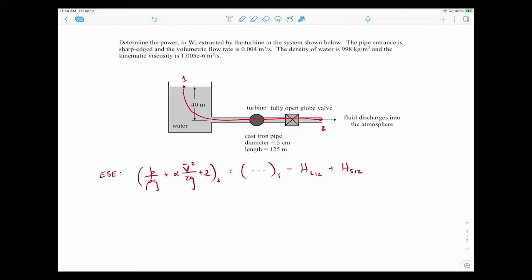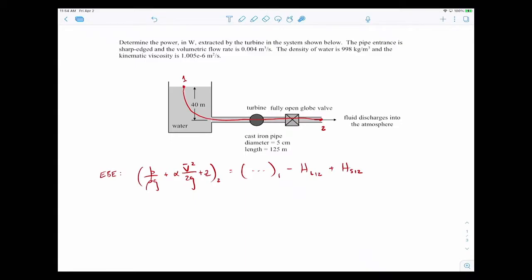So choose your points where you have lots of information. Then the other piece of guidance is you want to choose points such that you capture the information you're interested in. So in this one, we're interested in getting the power extracted by the turbine. So I want my streamline to pass through the turbine. So where is the turbine power going to show up in my extended Bernoulli equation? Yeah, it's going to be the shaft head term. The HL12 and the HS12 just means what are the total losses between points 1 and 2? What's the total shaft head between points 1 and 2? So the power is going to show up in this HS term.